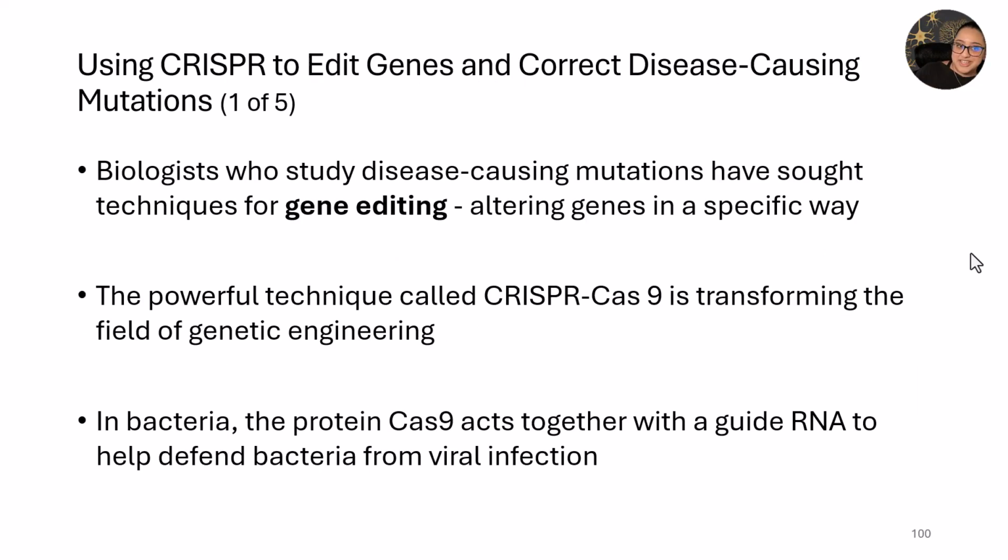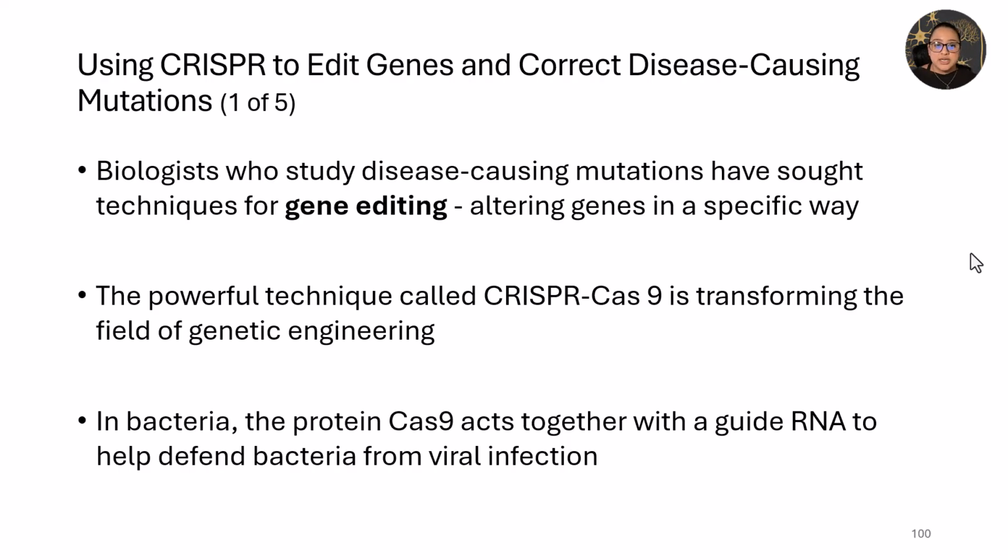And so as I mentioned, when I did the gene editing, the actual technique I used was called CRISPR-Cas9. CRISPR-Cas9 is a really cool tool. Biologists who study disease-causing mutations have looked for techniques for gene editing to alter genes in a specific way. When I did it for my purposes, it wasn't for studying disease-causing mutations, but this is a tool that other people can use for different purposes. The powerful technique called CRISPR-Cas9 is transforming the field of genetic engineering because we can do gene editing in a much better way, basically.